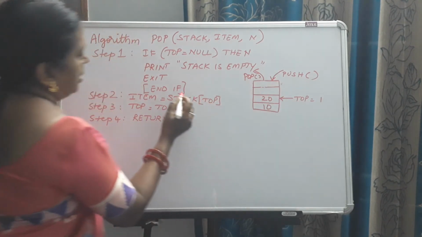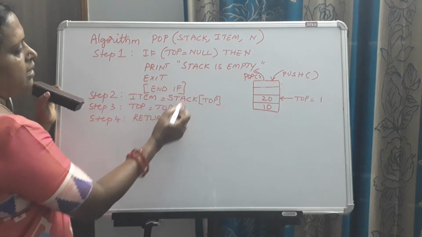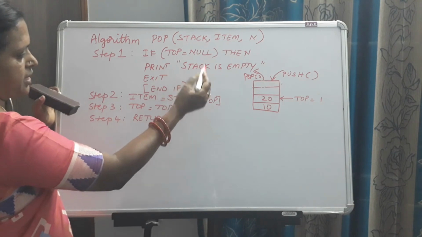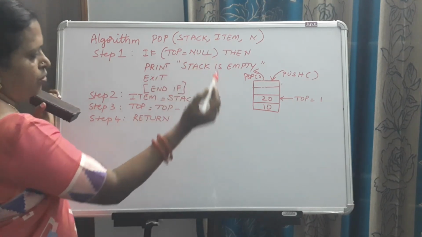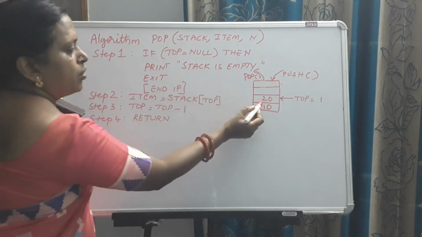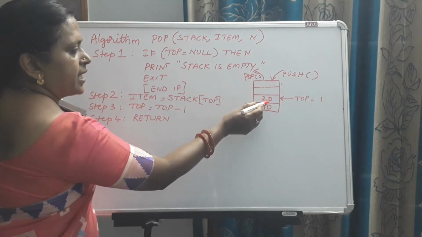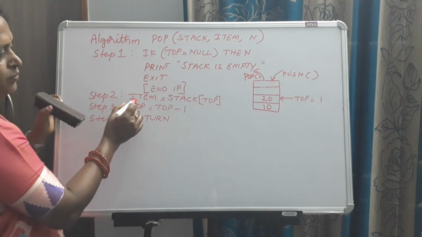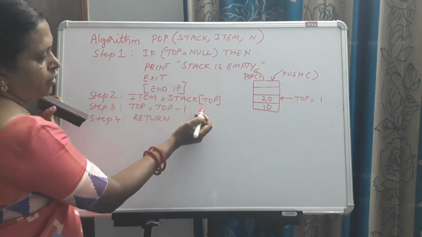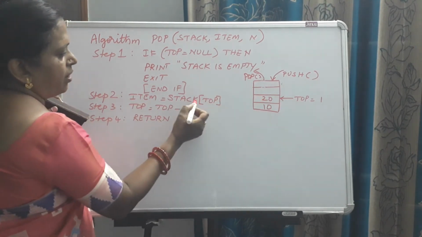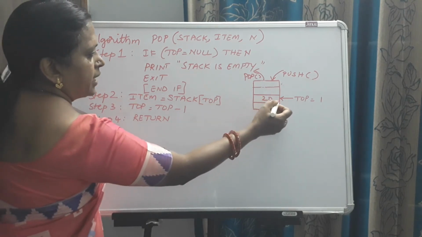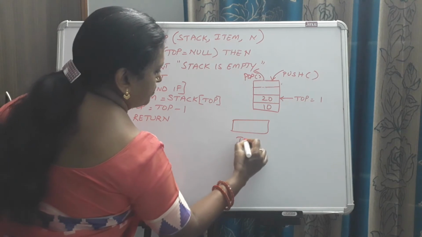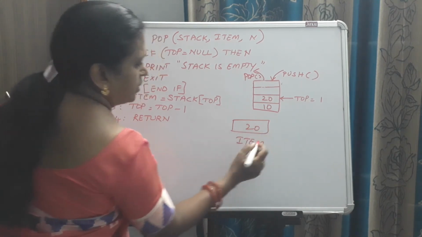Then first what we do is, after checking this first condition in the first step, when it is not true, then you have to pop out the element that is there in the topmost position and save it in the variable item for any future use. So here what we do, stack of top is pointing at 20, that you are storing in the variable item. So it is here now.